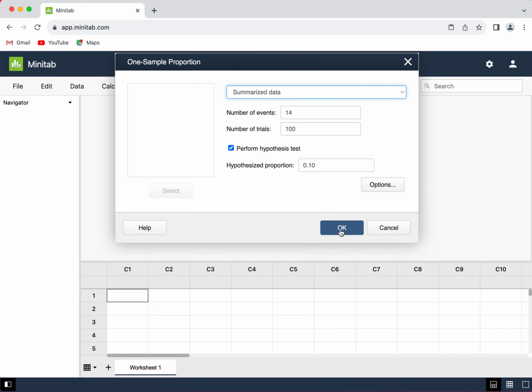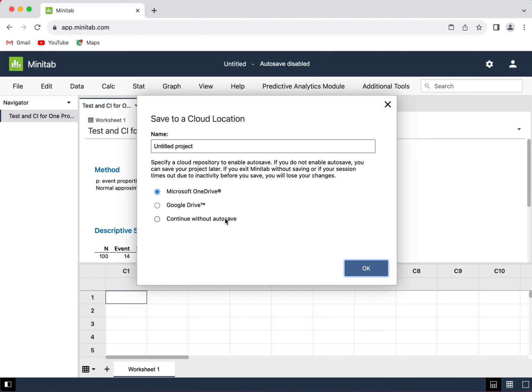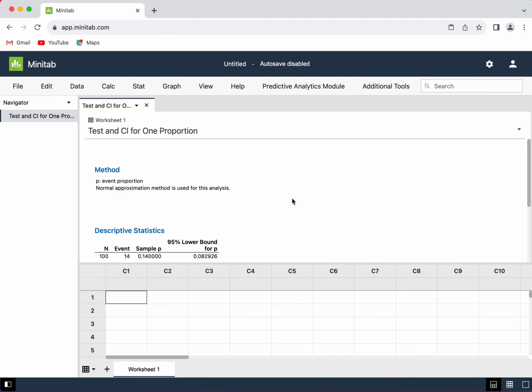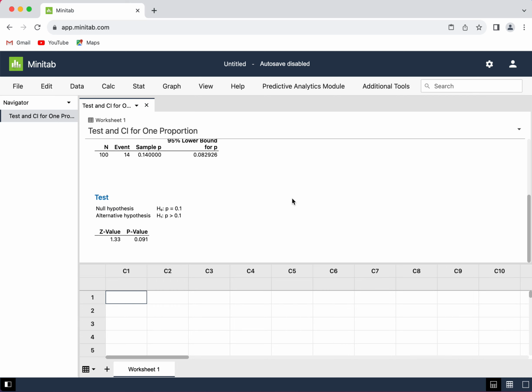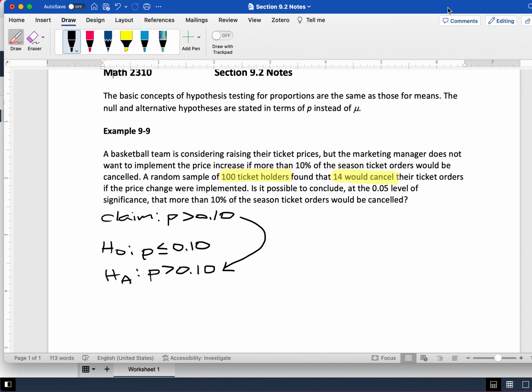Click OK. Click OK again. And here are my results. Scroll down toward the bottom for the test results. I see my null and alternative hypotheses written here, and I have a z-value and a p-value. The z-value is something that you will need for some of the MyLab problems. The p-value is what tells you whether or not you reject the null hypothesis. So my p-value is 0.091. So that's what I actually need here.